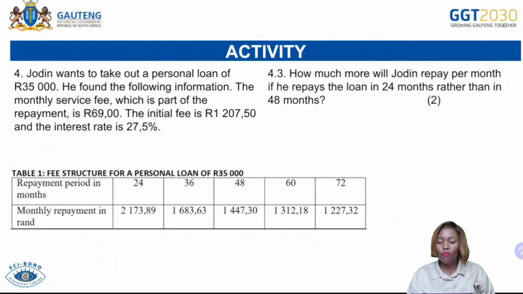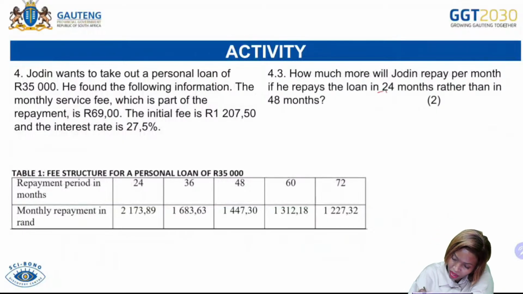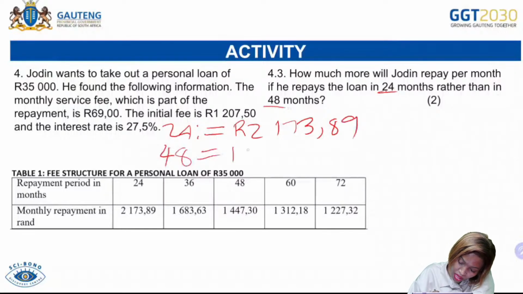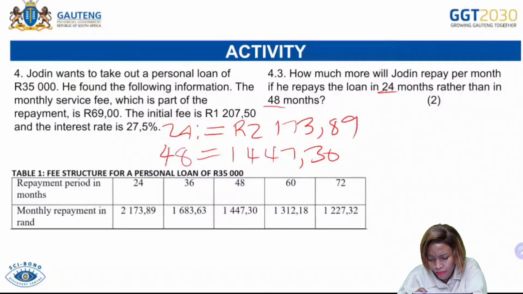4.3, how much more will Jordan repay per month if he repays the loan in 24 months rather than in 48 months? So let's check. In 24 months, what is the installment? The installment is 2,173.89. And then in 48 months, what is the installment? It is 1,447.13. What is the question? How much more will Jordan repay per month if he chooses 24 rather than 48.